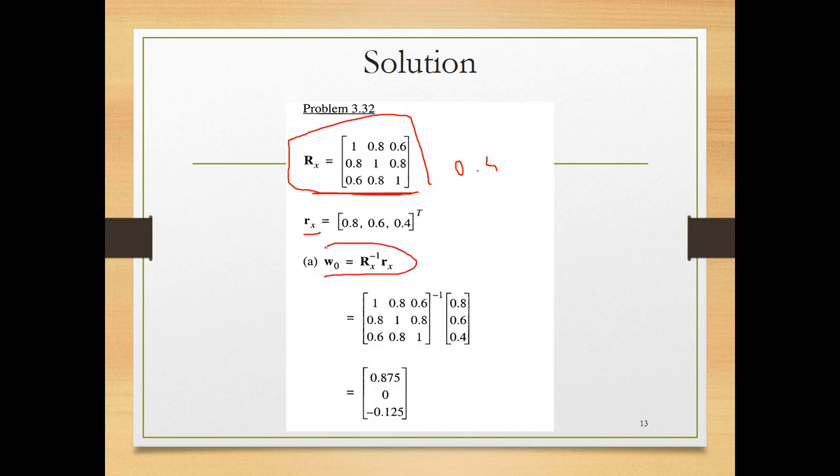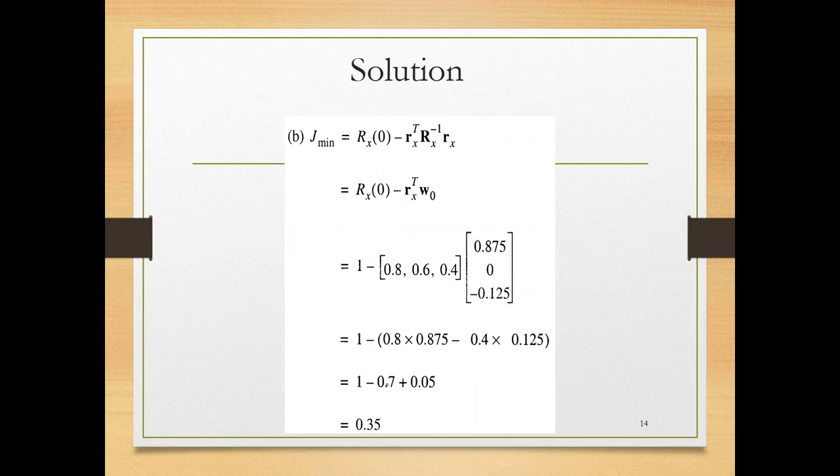W0, we all know, is equal to Rx inverse multiplied by Rx small. Where is the difficulty here? You just need to find the inverse of Rx, which is a mathematical problem, and then multiply it by Rx, which is a column, because here there is a transpose. You do this multiplication and you get this vector. What's this vector? W0. These are the three coefficients you have for your filter, given the autocorrelation.